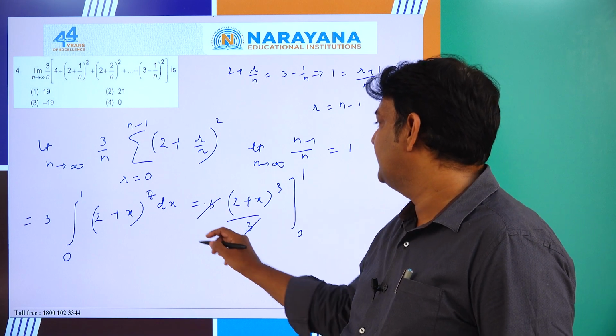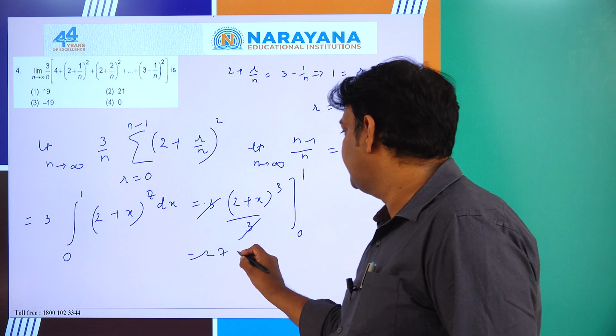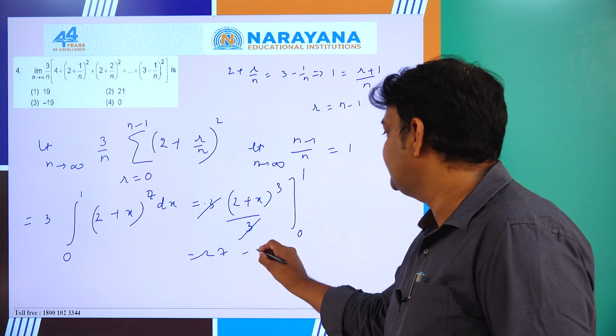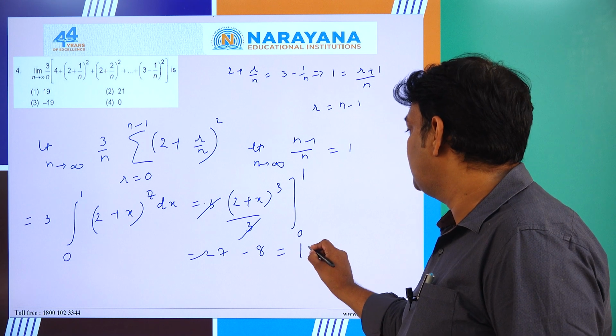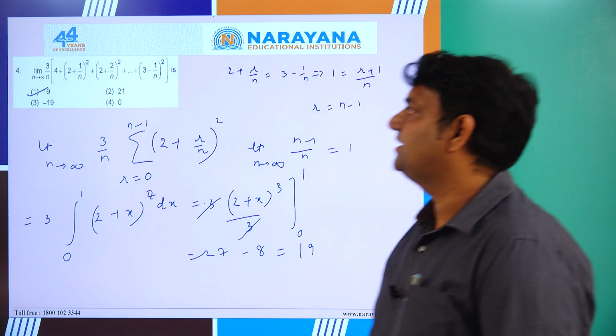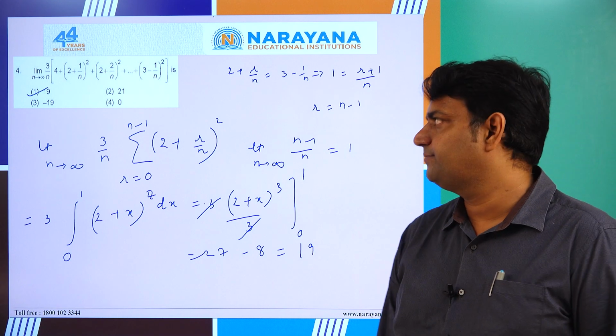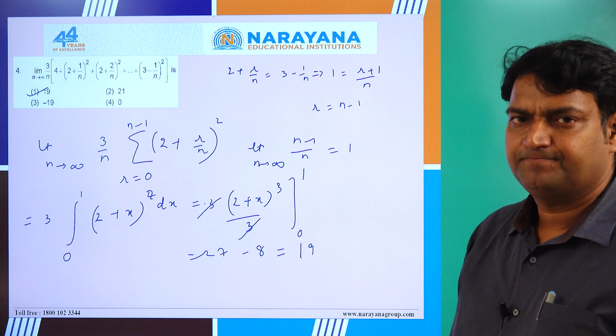This 3 got cancelled. 2 plus 1, 3 cube, 27 minus 2 cube 8. 27 minus 8 how much? 19. So answer should be 19 for this problem. It's a very basic problem, again, neither lengthy nor difficult.